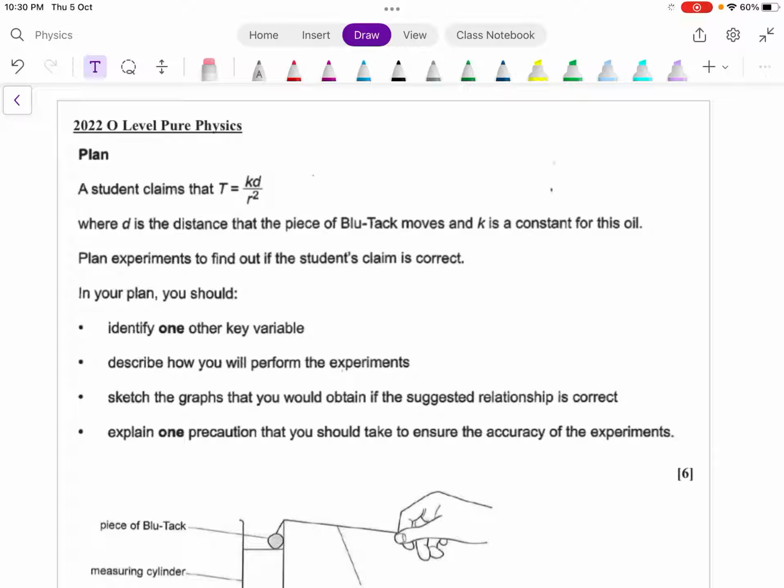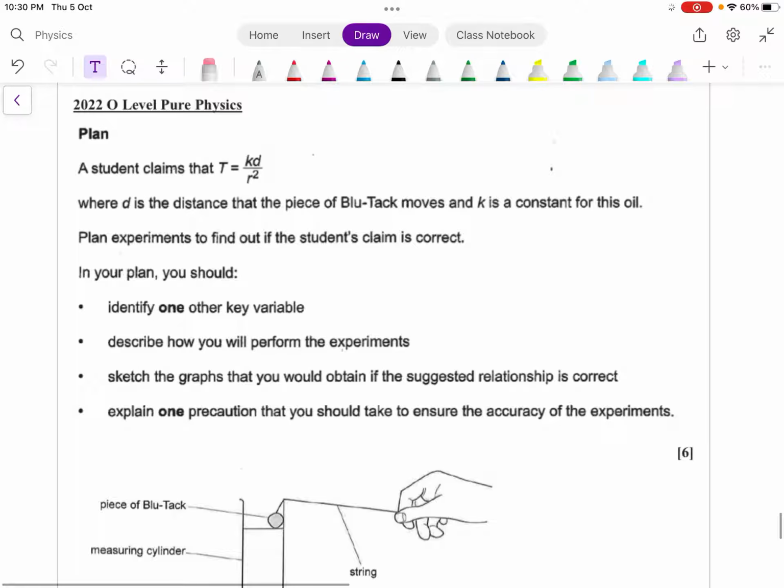Okay, so with the chemistry practical out of the way, I think it's a very good time to go through a planning question that came out last year. This planning question is from 2022. For this planning question, we have a student claiming that time t equals kd over r squared, where d is the distance that the blue tag moves and k is a constant for this oil. We are to plan an experiment to show whether the student's claim is correct.